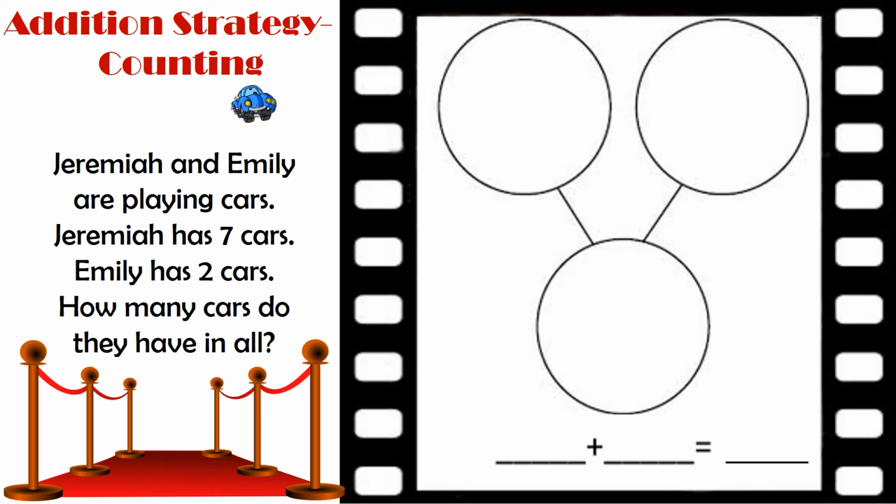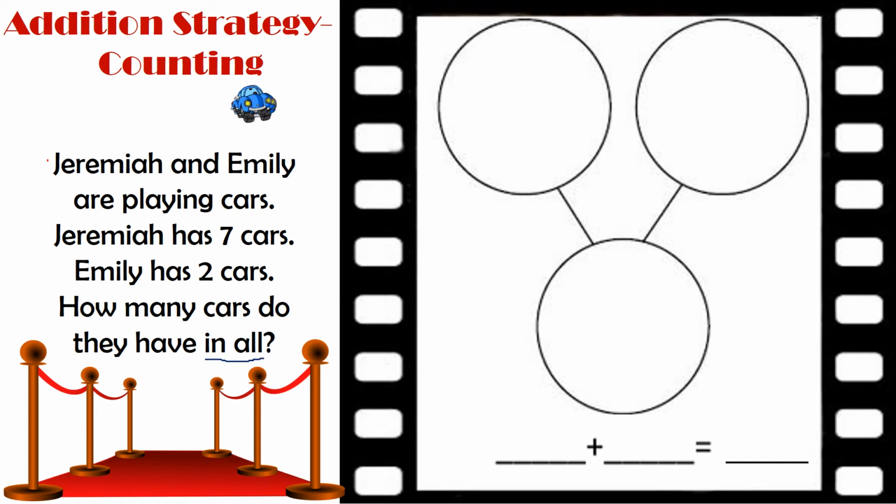Our first addition strategy is counting using a part whole map. Our word problem says Jeremiah and Emily are playing cars. Jeremiah has 7 cars. Emily has 2 cars. How many cars do they have in all? The in all tells me that I'm going to add to get my answer.